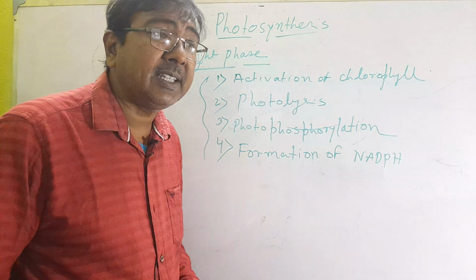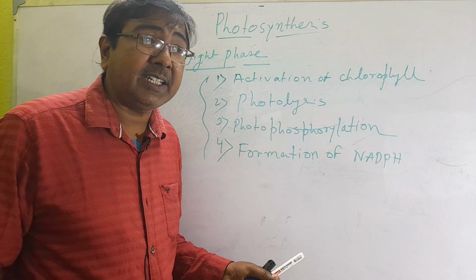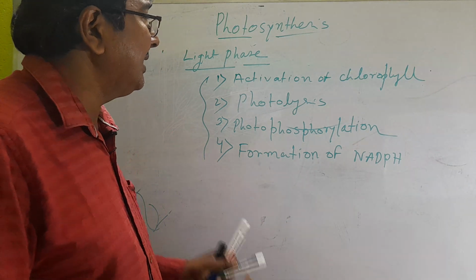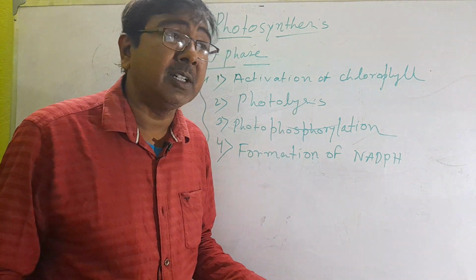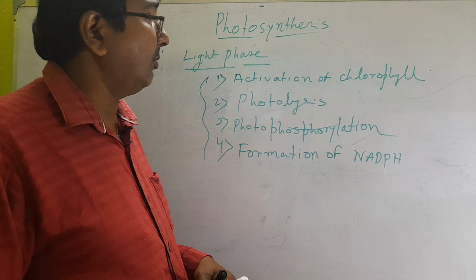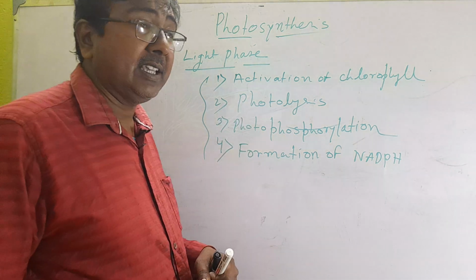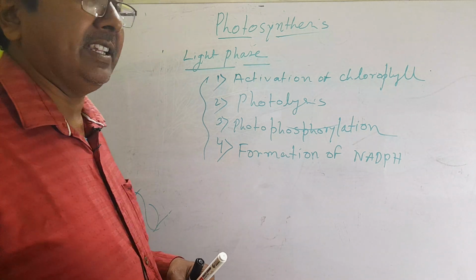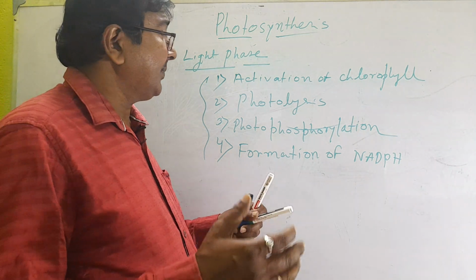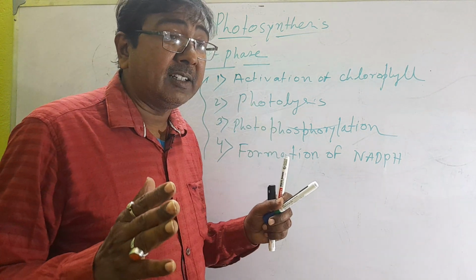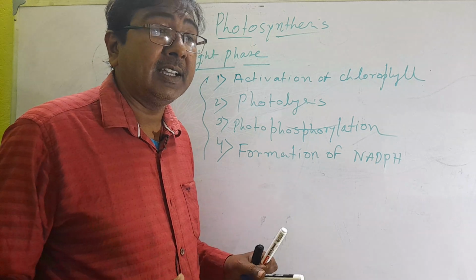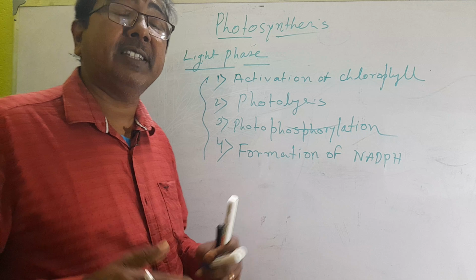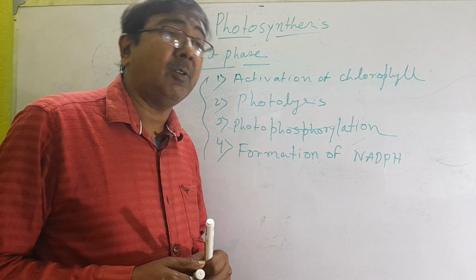Activation of chlorophyll means that in the presence of sunlight, in the form of photons, the inactive chlorophyll changes into active mode. This is the activation of chlorophyll. Photolysis: the active chlorophyll, in the presence of sunlight, breaks down water. The splitting of water into hydride and hydroxyl ions is called photolysis.